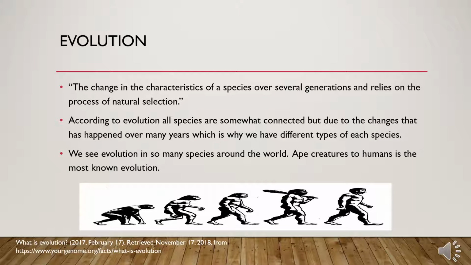Now we're going to be moving on to evolution, which is a change in the characteristics of a species over several generations and relies on the process of natural selection. According to evolution, all species are somewhat connected, but due to the changes that have happened over so many years, we have a variety of species. We saw this in Charles Darwin's findings of the finches. He saw that each finch had a different characteristic, but they still had basically the same DNA, and that dated back to their ancestors or their original type of bird.